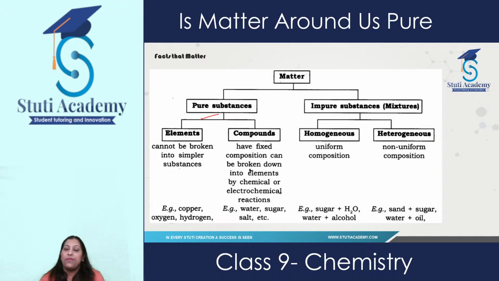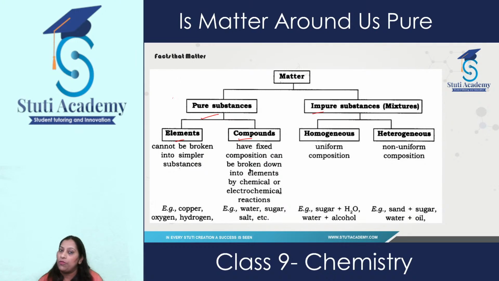Now we classify pure substances into elements and compounds. And the second one is impure substances, or we call them mixtures as well, because they are mixed with some other materials. They do not exist in nature in their pure form. So we'll study about these two different kinds of substances in detail in this chapter.